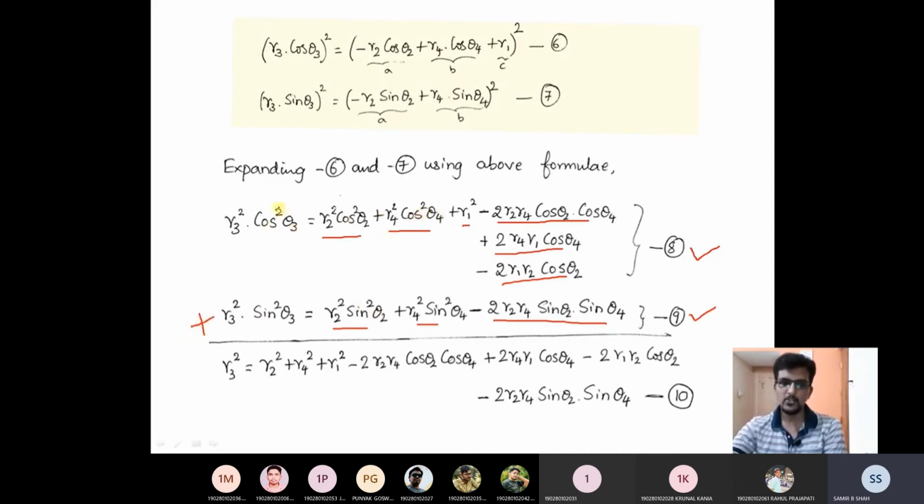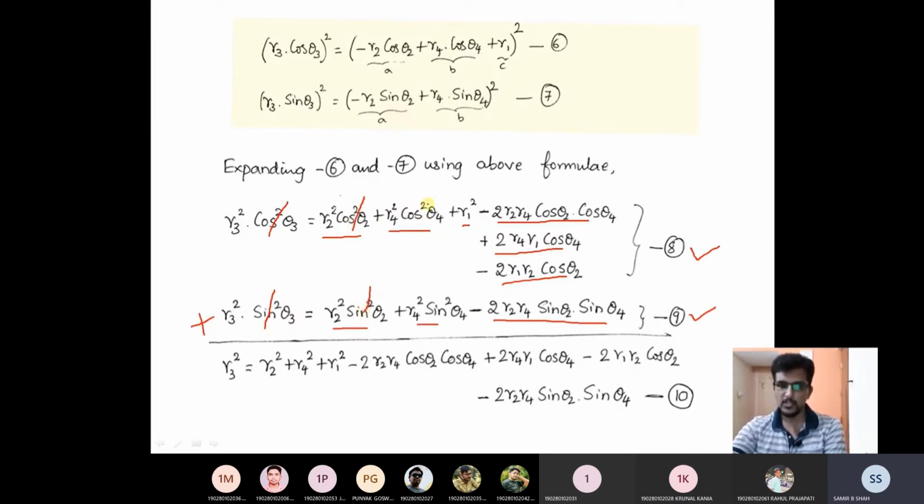Right. So when you add, you have cos square theta 3 and sin square theta 3. Cos square theta 3 plus sin square theta 3 is 1. Therefore, the term theta 3 gets eliminated. All other resulting terms you can write. Similarly, you can observe here cos square theta 2 plus sin square theta 2, so this term gets eliminated.